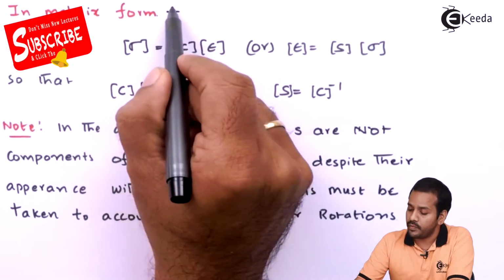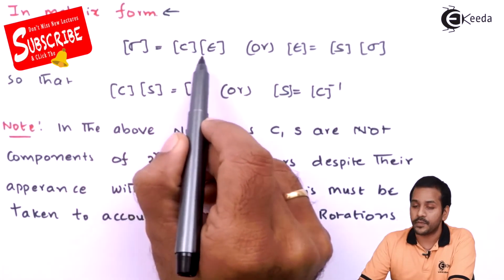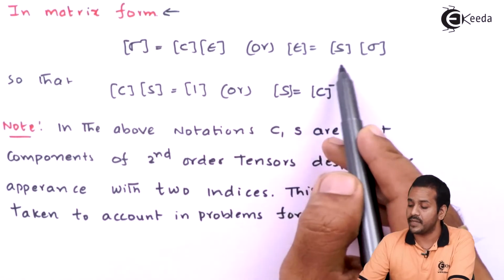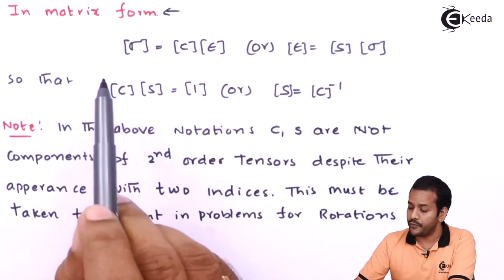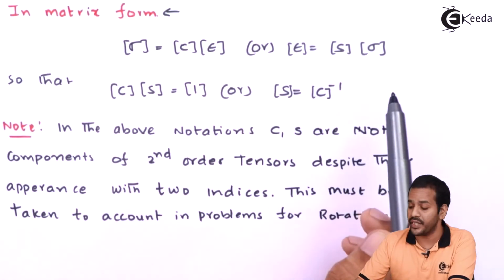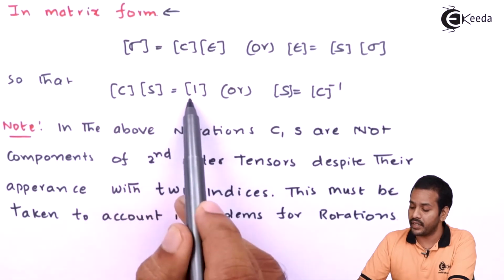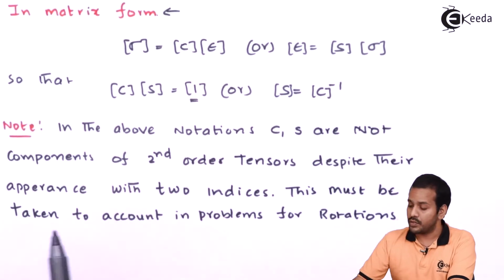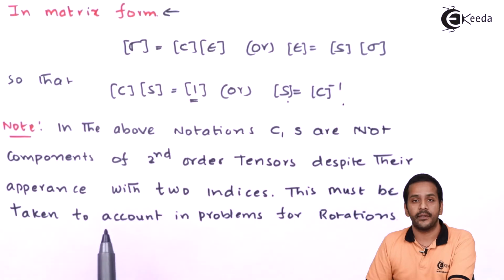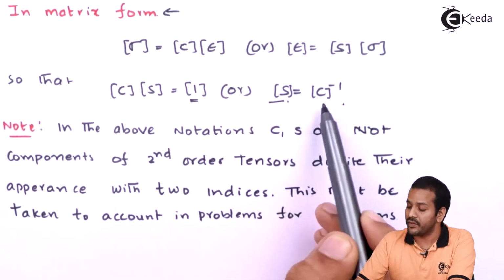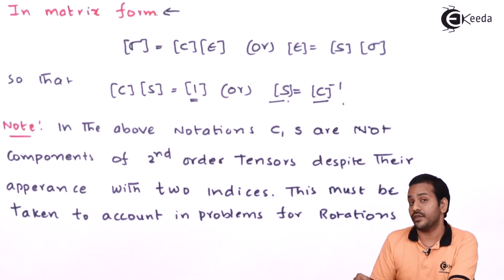So in the matrix form, sigma is nothing but C times epsilon, or epsilon is nothing but S times sigma. From these relations, what you can infer is C times S is nothing but identity. So S is nothing but C inverse. That is, you can get the compliance tensor by inverting C. So you have to take the inverse of the fourth order tensor.